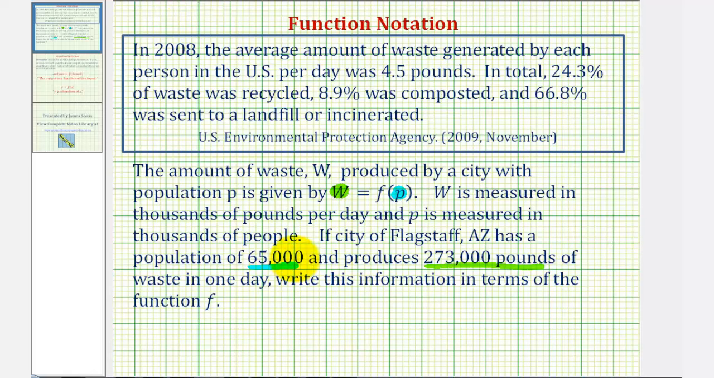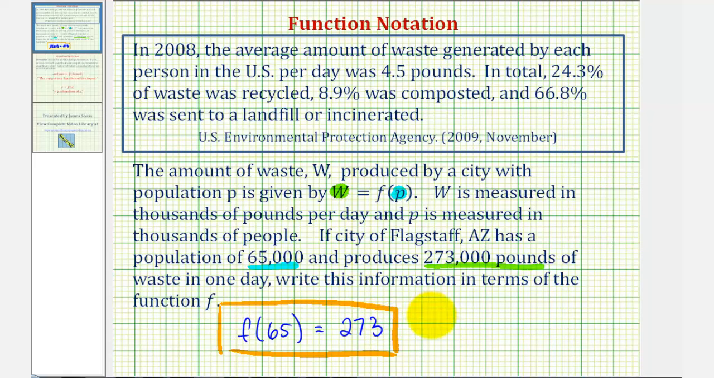So it's not going to be f of 65,000, it's going to be f of 65, where when P equals 65, this corresponds to 65,000 people, and this function value will not be equal to 273,000, it'll be equal to 273, since W is measured in thousands of pounds per day. We can also say that P is the independent or control variable and W is the dependent variable. So we could say that the population controls the amount of waste, or we can say that the amount of waste depends on the population.